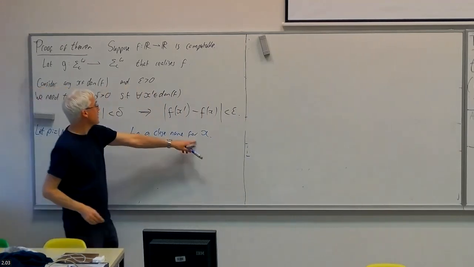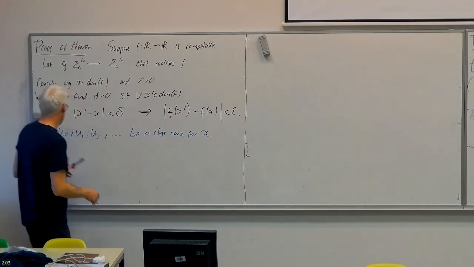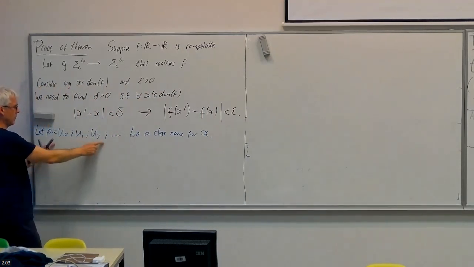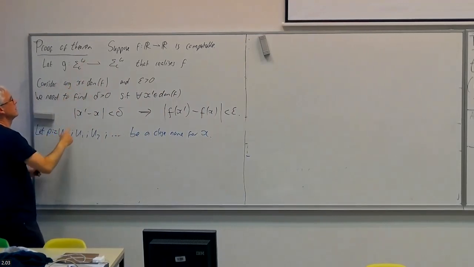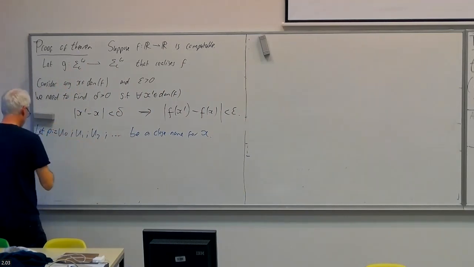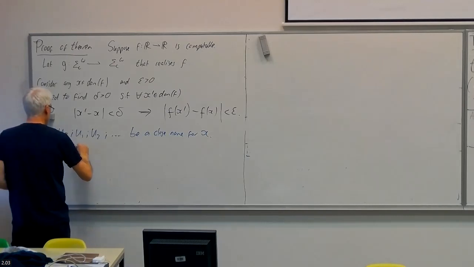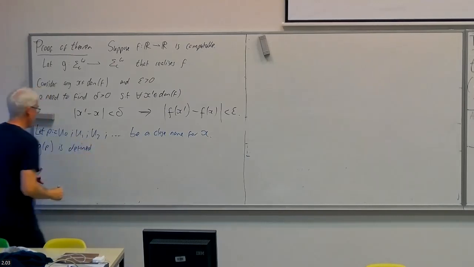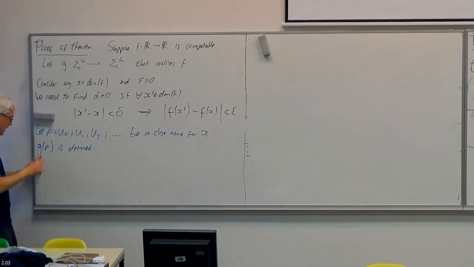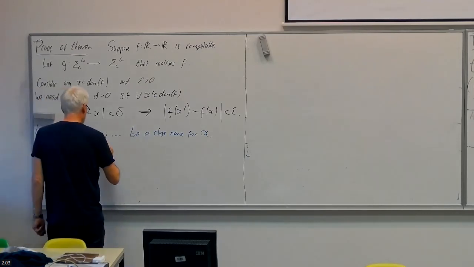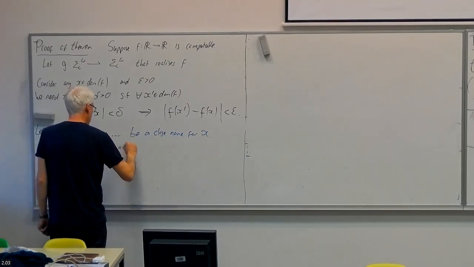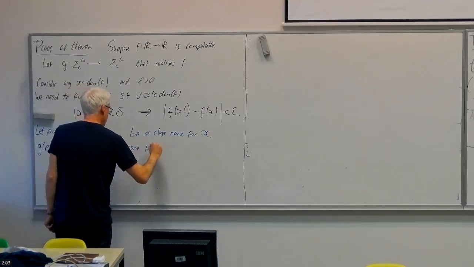Because x is in the domain of f, and P is a name of x, and G computes f, G must be defined on the name P. So G of P is defined, and because G computes f, the value of G of P must be a name for f of x.